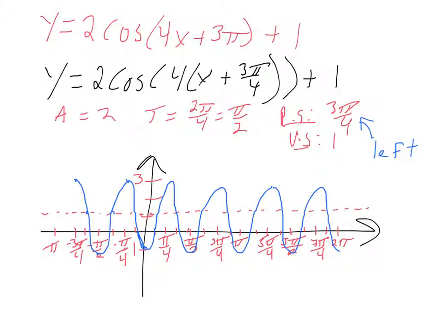So once again, the process is first start off with your amplitude and your vertical shift to figure out where your maximum and minimum value should be and where your midline should be. Always draw your midline if there is a vertical shift.